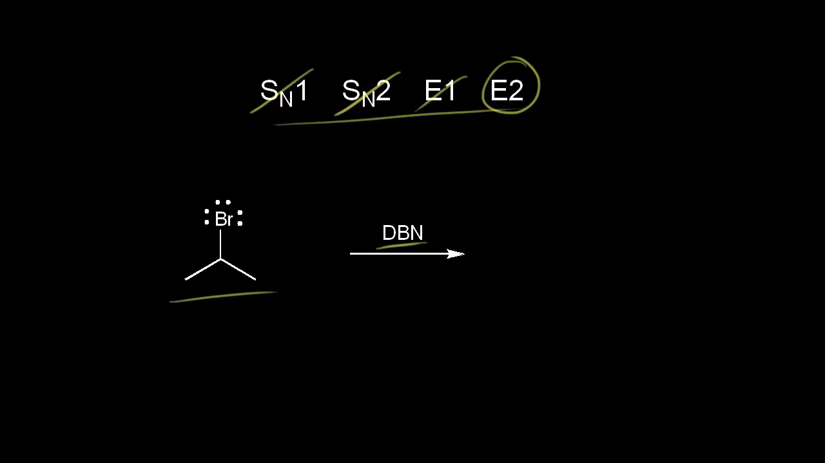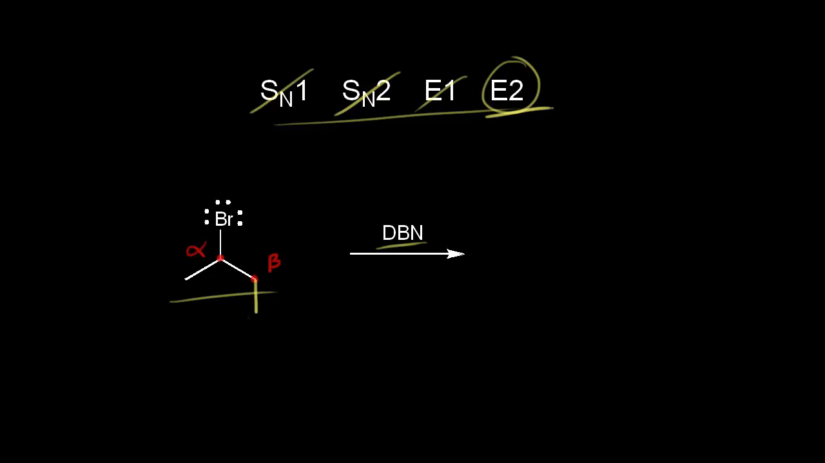Now that we know we're doing an E2 mechanism, let's analyze the structure of our alkyl halide. The carbon that's directly bonded to our halogen is our alpha carbon, and the carbons directly bonded to the alpha carbon are the beta carbons. So I'll just do the beta carbon on the right since they are the same essentially. And we know that our base is going to take a proton from that beta carbon.